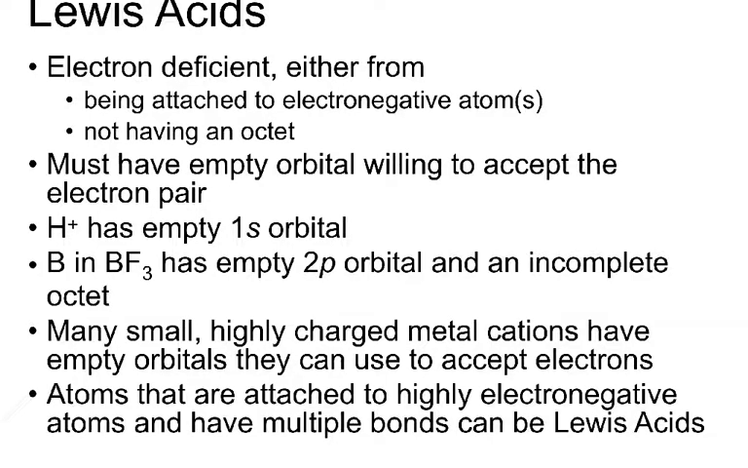So H plus is a Lewis acid as well. It has an empty orbital that can accept electrons. Boron in boron trifluoride has an empty 2p, an incomplete octet. We mentioned those small highly charged metal cations act as acids. They also act as Lewis acids.